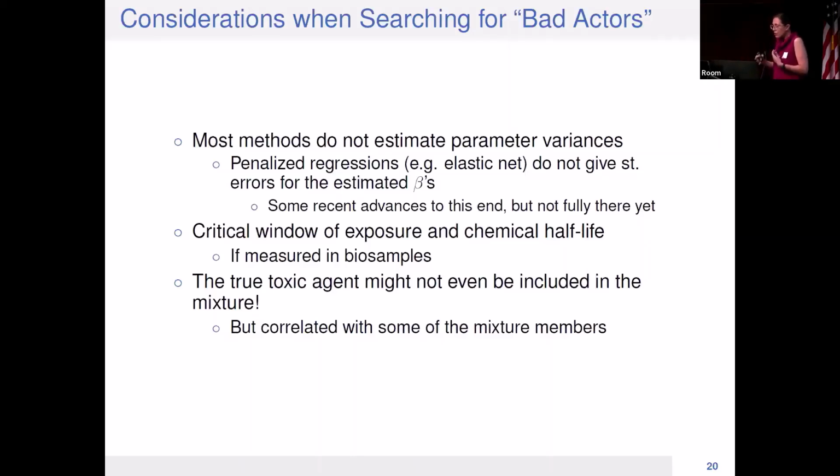And the toxic agent might not even be included in my mixture because I don't know how to measure it. I don't even know that it exists, but it might be correlated with some of the mixture members. So it's possible that I pick something as, this is my toxic agent here, and in fact, it might not be that. That might be correlated with something else that I did not include in my analysis, or that was measured with so much measurement error that it was just not picked up.